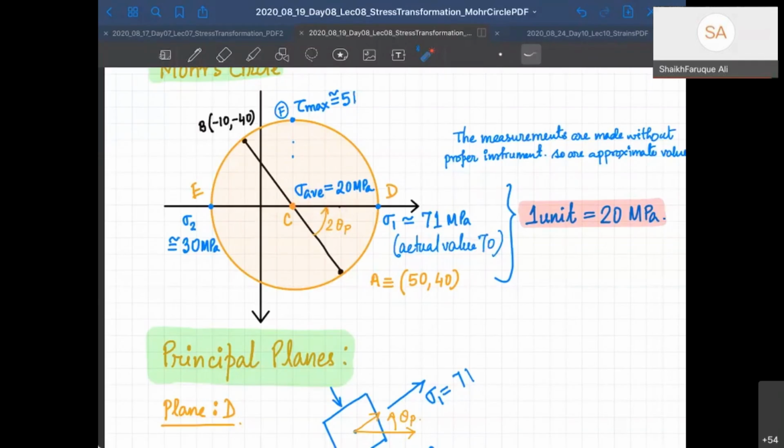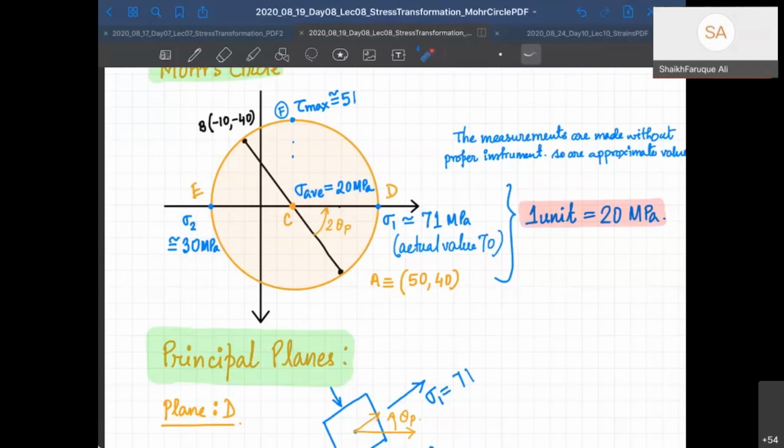All right. Then we have sigma mean. Sigma mean you can also find: 1, 2, and 3, so it comes out to 30. So 30 plus 70 should be 100, and 100 divided by 2 is 50. Okay, and then shear stress.